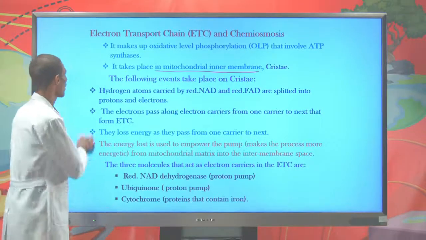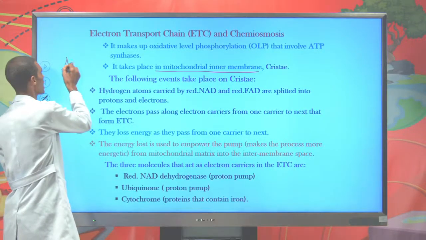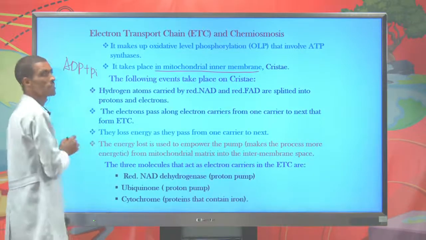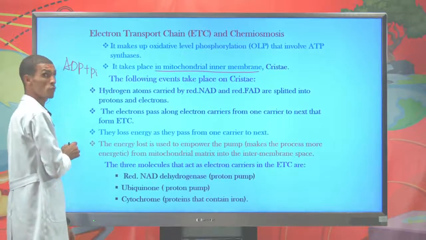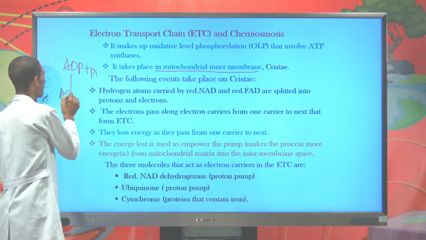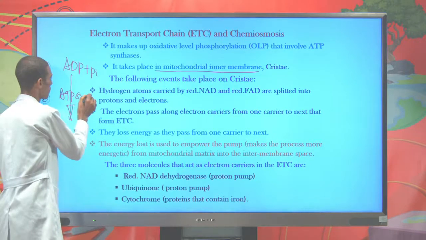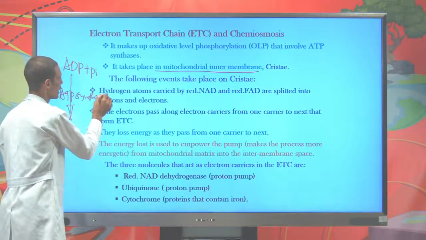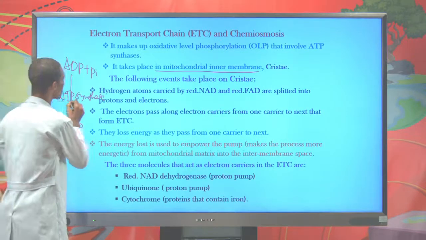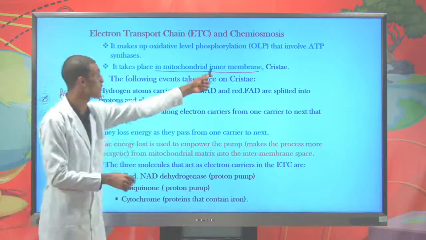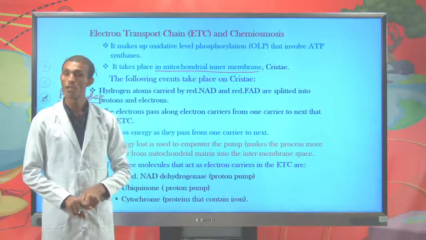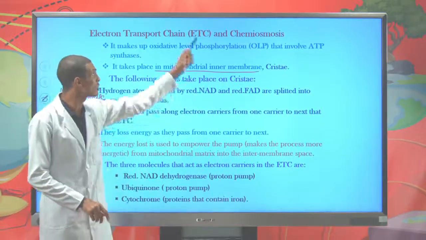The production of ATP takes place from ADP plus inorganic phosphate, which is the process of phosphorylation, and the enzyme ATP synthase is involved in the process to form this ATP. ATP synthase is located in the mitochondrial inner membrane on the surface of the crista. Student, do you know the advantage of the crista during the process?